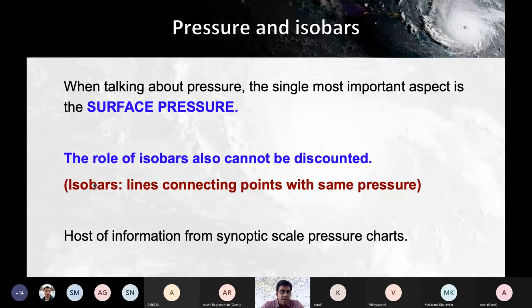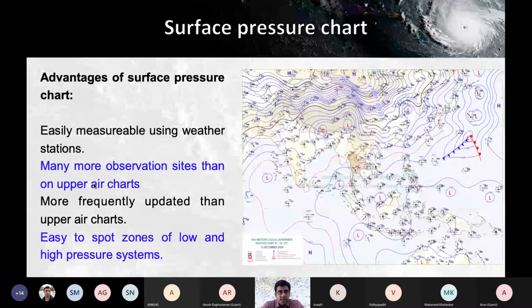Those lines tell you a lot of information, because they say where the pressure is low, where the pressure is high. One of the important advantages of the surface pressure chart is that it is easily measurable using a weather station. So you deploy various weather stations at different locations, and you measure the pressure using barometric pressure gauges or pressure sensors, and you will have recorded many pressures at many locations. So measuring pressure over land is easy because you can easily deploy these weather stations over land. But getting these pressure measurements over ocean is not very easy because you have to put buoys or some floating structures in the ocean.